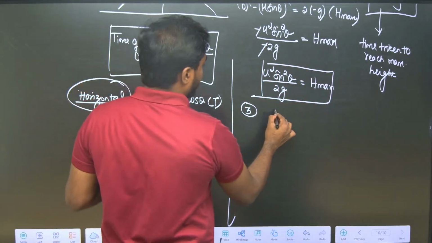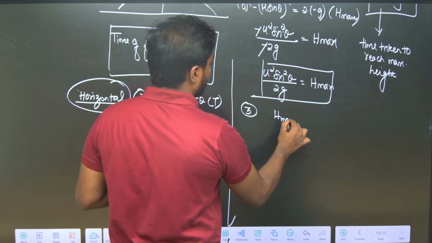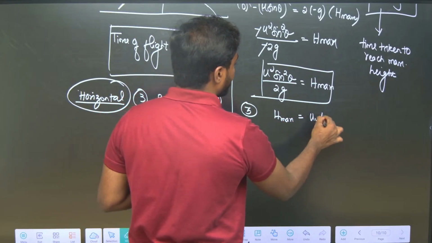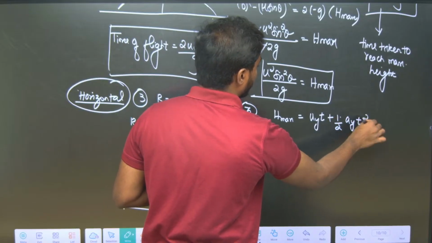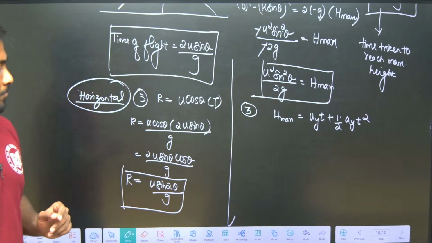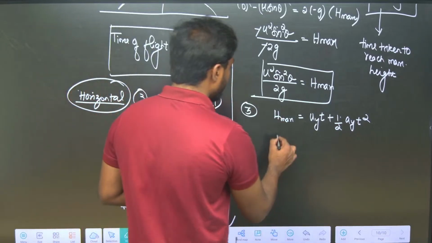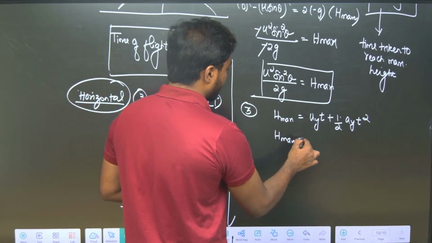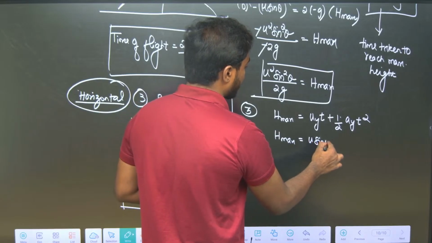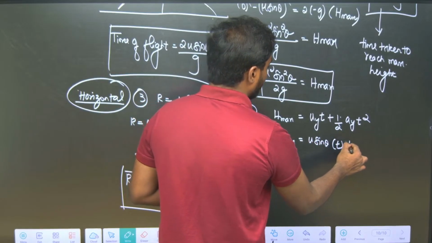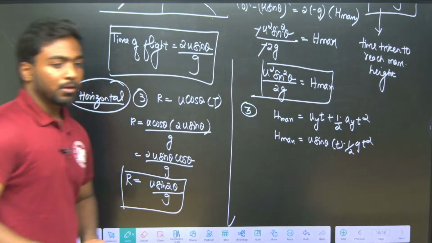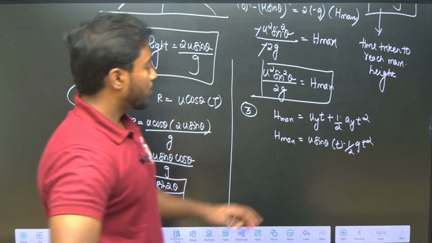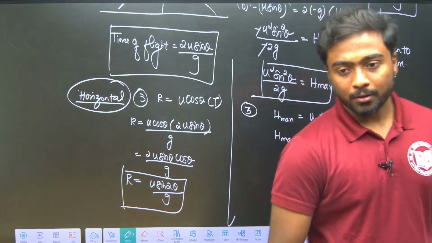Last one, h max is equal to uy t plus half into ay t square, right. That's it. So h max is equal to u sin theta into t minus 1 by 2 g t square. Okay, up to this you can take a note of this.